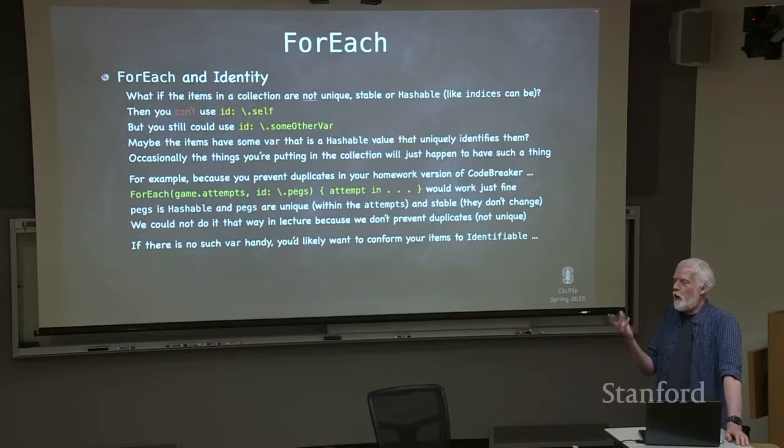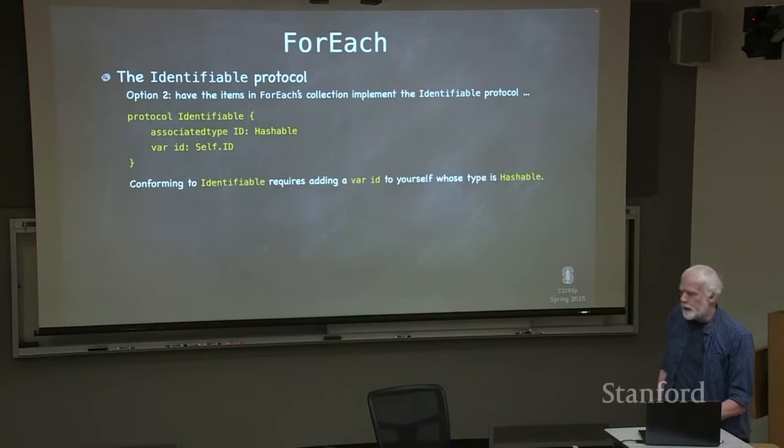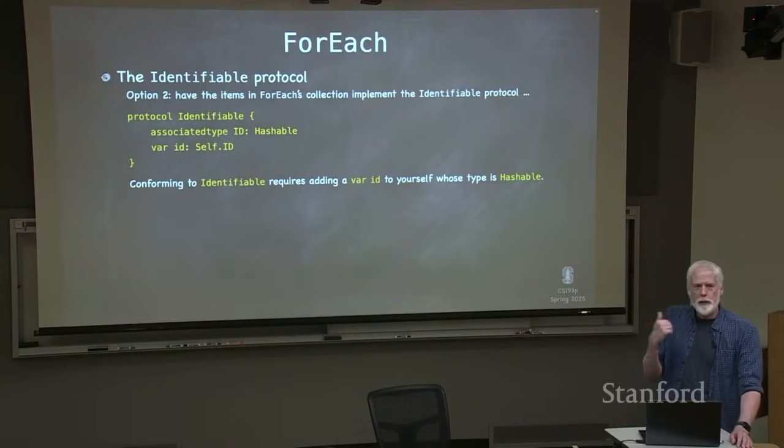Now, what if you have no such var handy, though? Okay, if you don't have something like pegs, which are a unique, hashable, stable identifier for the things in your attempts array or whatever, then you have to go to some other solutions, okay? And option 2 here is to implement this Identifiable protocol on yourself and calculate some sort of unique, stable, hashable identifier for yourself. Now, let's take a look at this weird-looking protocol right here. The first thing we want to understand is that really it's just var id. You see the var id part right there? That's what this protocol is. It has one thing in it, var id. That's what you have to implement to be Identifiable.